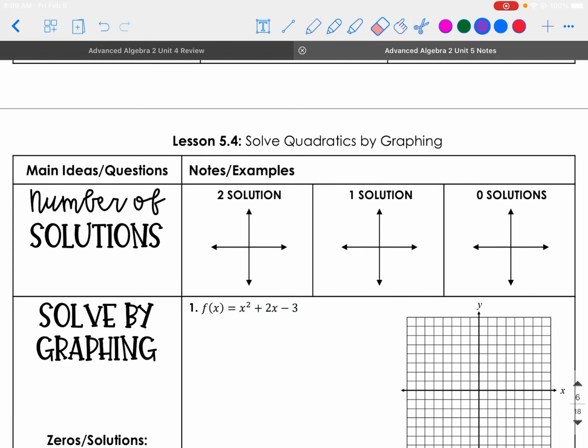Hey everyone, in this video we're going to be going over lesson 5.4, which is solving quadratics by graphing. When we talk about solving quadratics, what we're looking for are those solutions. If you remember back, when we said solutions, we meant the x-intercepts or the roots or the zeros. They all mean the same thing, and solving gives us that. We're going to be learning about lots of different methods for solving quadratics. The first one is graphing.